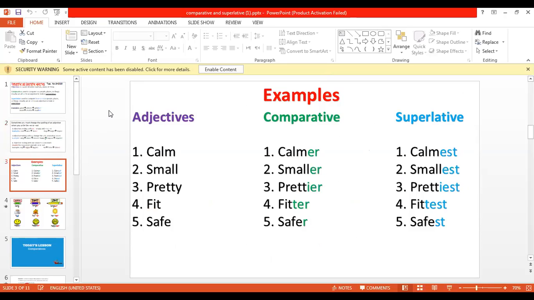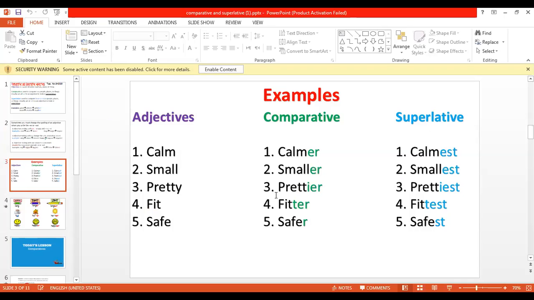Examples. Calm. Here we have two consonants, L and M, so we do not have to change anything. We only add ER for the comparative, EST for the superlative. Calm, calmer, calmest. Small, here in small we also have two consonants. Small, smaller, smallest. Pretty, what do I do with the Y?